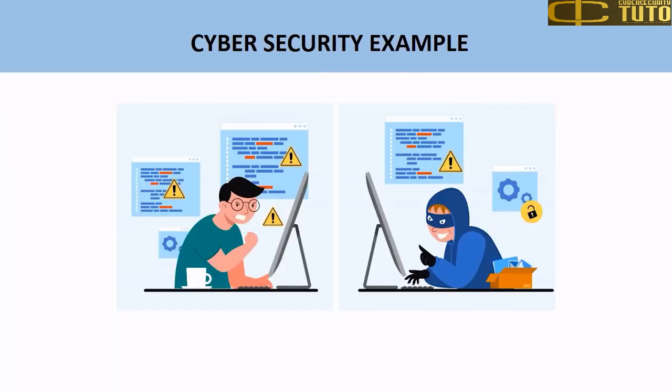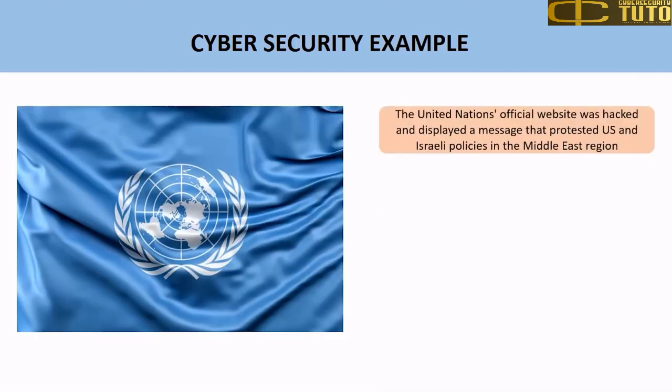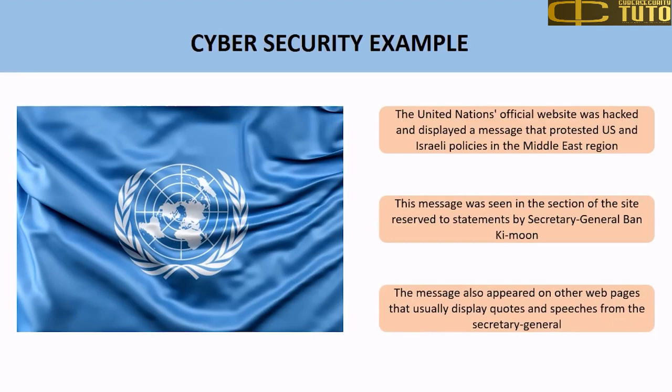This is about a cyber attack conducted on the United Nations website. On August 11, 2007, the United Nations website was hacked by Turkish hacker Kerem125. The United Nations official website was hacked and displayed a message that protested the USA and Israeli policies in the Middle East region. This message was seen in the section of the site reserved for statements by Secretary General Ban Ki-moon. The message also appeared on other web pages that usually display quotes and speeches from the Secretary General.